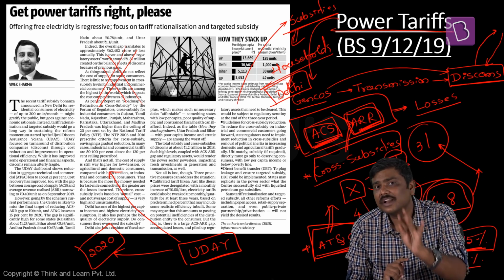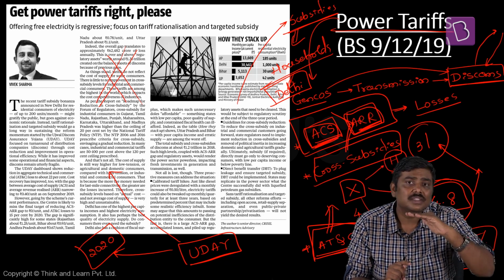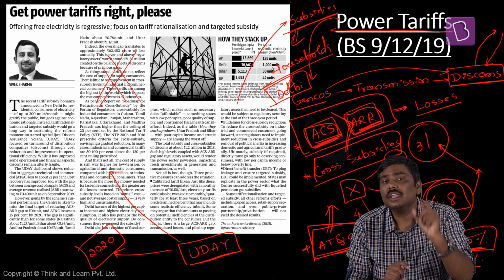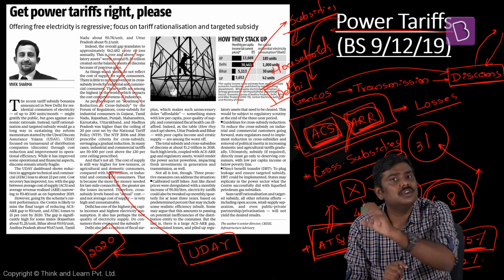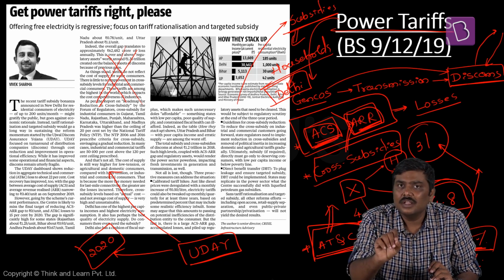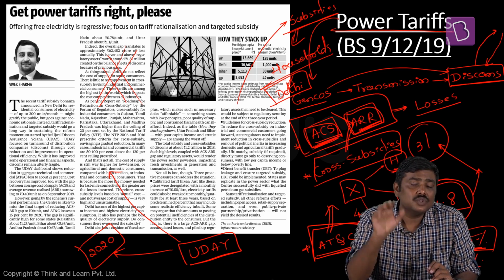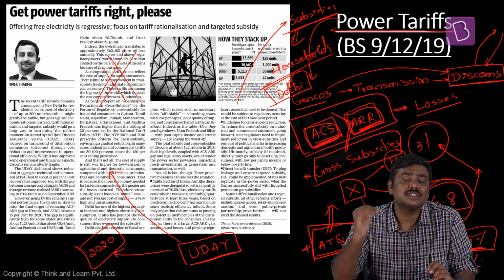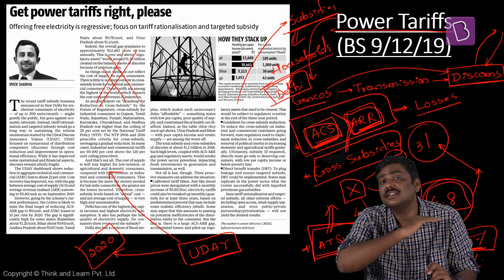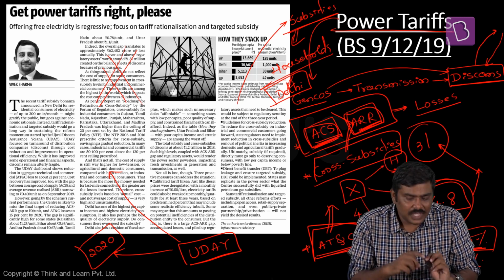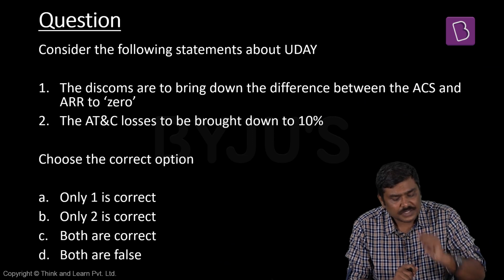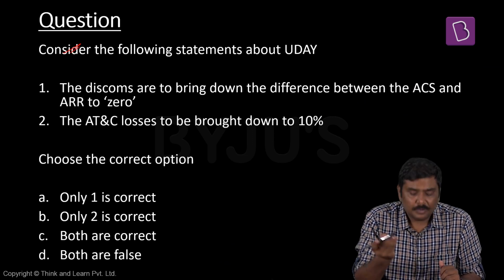And third, very important recommendation is, rather than giving subsidy for all the households in the form of free electricity, we should implement a concept of a direct benefit transfer, wherein identified households will be given a benefit or a subsidy so that the consumption of electricity will be subsidized only for these particular identified beneficiaries rather than for all the households. So these are the points which have been mentioned in this particular article. Based on this, I've taken up a question.